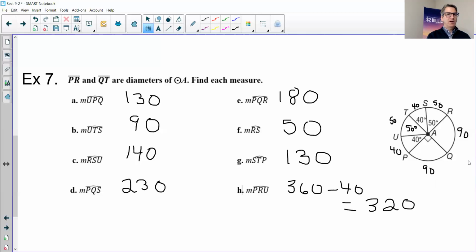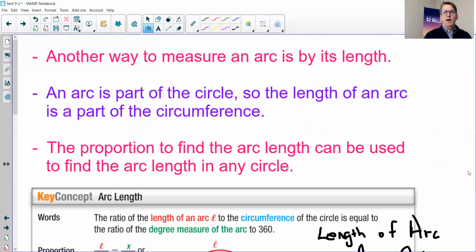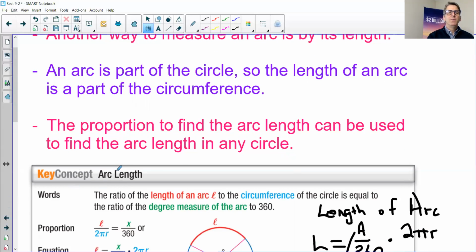And that's example 7. Last page today, I told you the video is going to be long. Last page for these notes. Another way to measure an arc is by its length. An arc is part of the circle, so the length of an arc is a part of the circumference. The proportion to find the arc length can be used to find the arc length in any circle.